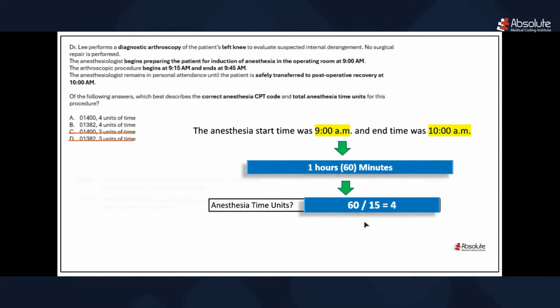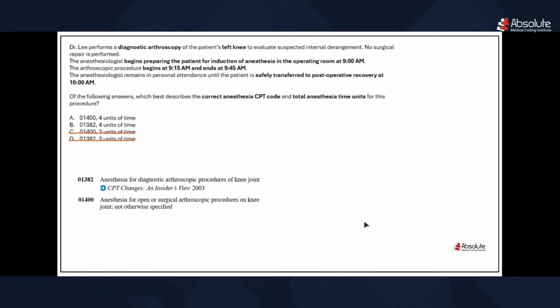Now, let's see the difference. The difference between option A and B is in the CPT code. Option A is coding for anesthesia for open or surgical procedures on knee joint, not otherwise specified. And option B is coding for 01382, that is for anesthesia for diagnostic arthroscopic procedures of knee joint. Now we have to ask the question: was this a diagnostic procedure or a surgical procedure?